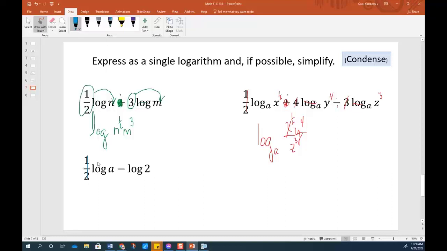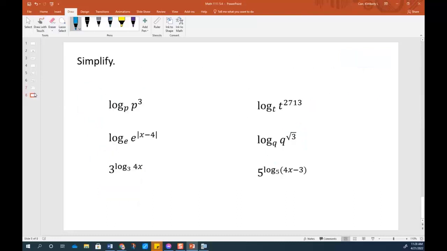On this one, we have a 1/2 here, and this becomes divide. Don't write the extra log. So I have log of a to the 1/2 divided by 2. We put them in a single logarithm. They always get shorter, so we call this condense. Condense the logarithm.